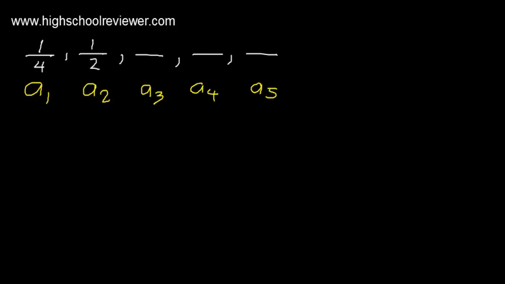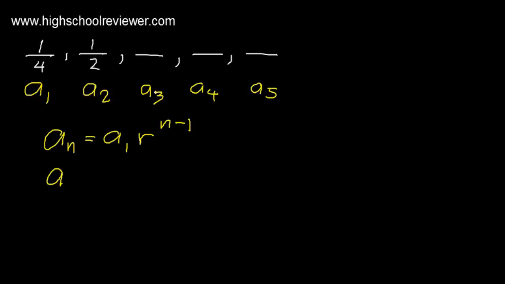So the formula for solving a missing term in a geometric sequence is a sub n equals a sub 1 multiplied by r raised to n minus 1. But we can use this if there are no consecutive terms. But since we have consecutive terms, 1/4 and 1/2, we can use this formula.